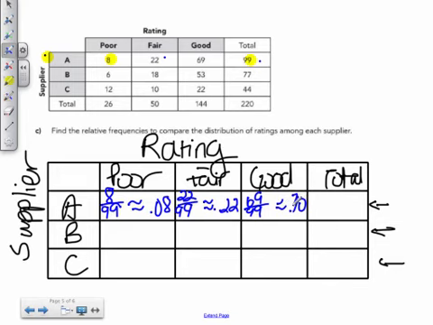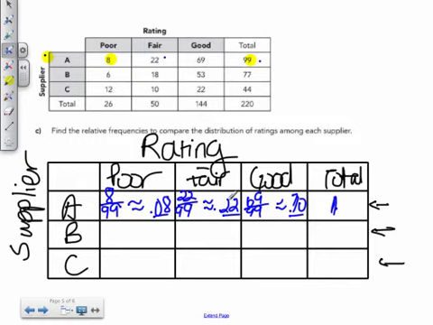Add these three numbers up together right here, you end up getting a whole, which should make sense to you because there were 99 items total out of 99 items, which is 100% of what we would get. Okay, so remember, this means that 8% of supplier A items were rated as poor, 22% of supplier A items were rated fair, and 70% were rated good.